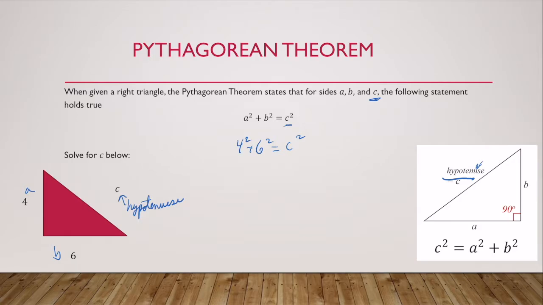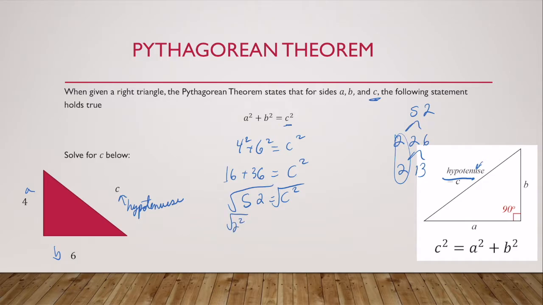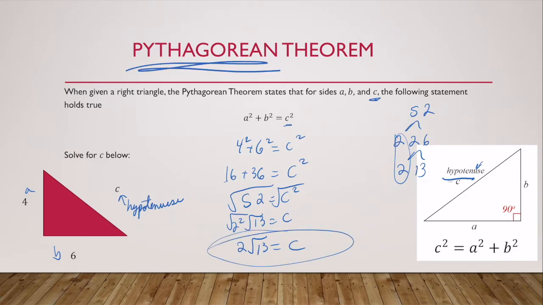Okay. So I've got 4 squared plus 6 squared is C squared. That means I've got 16 plus 36 is C squared. 16 plus 36 is 52. So 52 is C squared. I'm going to have to take the square root of that to get C all by myself. Let's see if I can simplify that any further. 52 factors into a 2 and a 26, which is a 2 and a 13. So that's going to be the square root of 2 squared times the square root of 13 is C. So I have 2 square root of 13 is the length of my hypotenuse using the Pythagorean theorem.